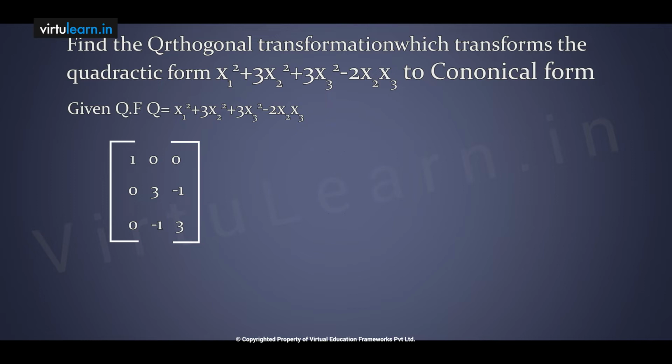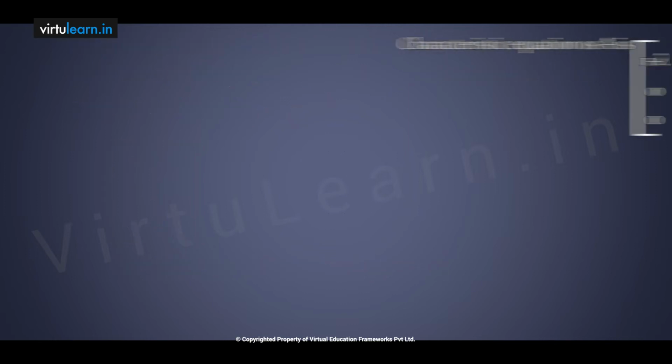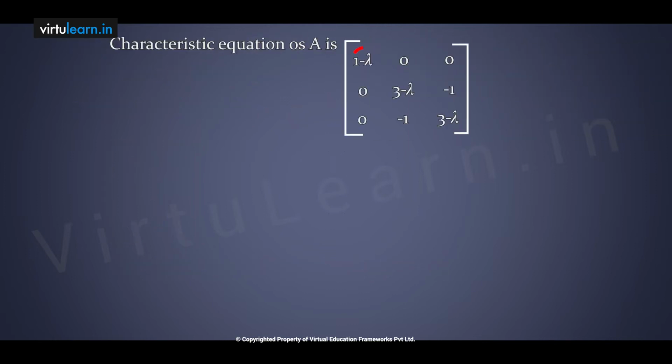The second step is to find the eigenvalues and eigenvectors of the matrix. Already we did how to calculate the eigenvalues and eigenvectors of a matrix. Now consider the characteristic equation: determinant of A minus lambda I equal to 0. The characteristic equation of A is the determinant of the matrix with rows 1 minus lambda, 0, 0; 0, 3 minus lambda, minus 1; 0, minus 1, 3 minus lambda, equal to 0.